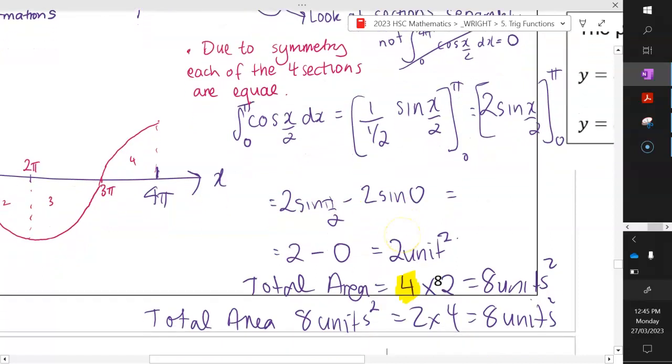When I pop my pi and my 0 in, I get 2 sine pi on 2 minus 2 sine of 0. Pi on 2 is 90. Sine of 90 is going to be 1. 2 times 1 is 2. Sine of 0 is 0. 2 times 0 is 0. So I get 2 minus 0, which is 2 units squared.